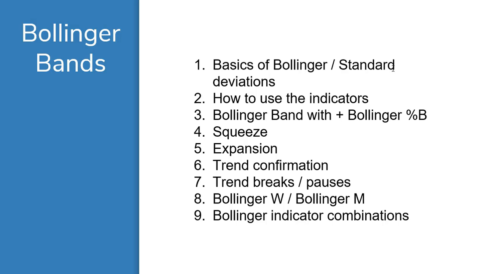It is an indicator that most people actually use in the wrong way. So I am going to show you how John Bollinger is describing it himself, how he thinks it should be used. So we're going to talk about two side indicators from Bollinger, something called the Bollinger Band Width and something called the Bollinger Percent B. We're going to talk about the different strategies: the squeeze, the expansion, trend confirmation, trend breaks, Bollinger W's and M's, and the Bollinger indicator combinations.